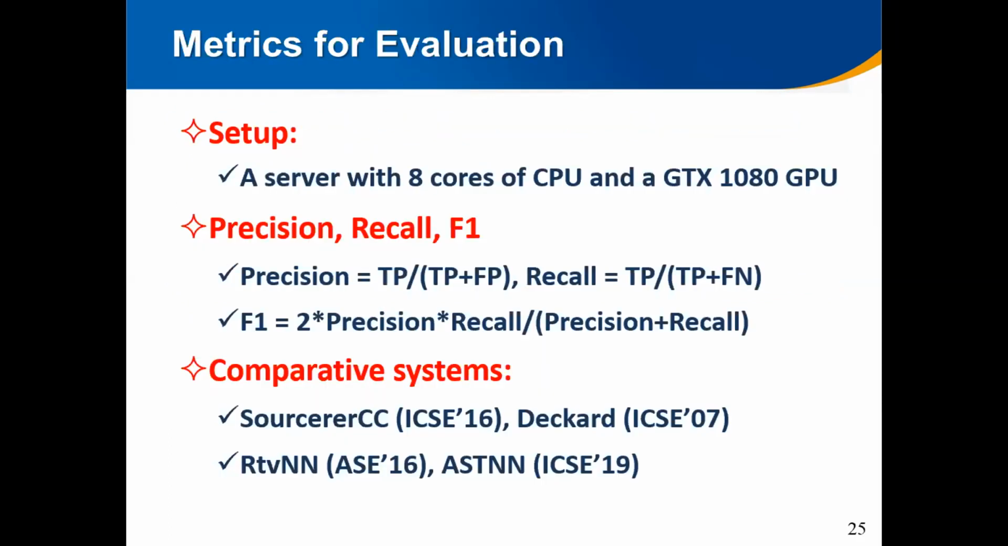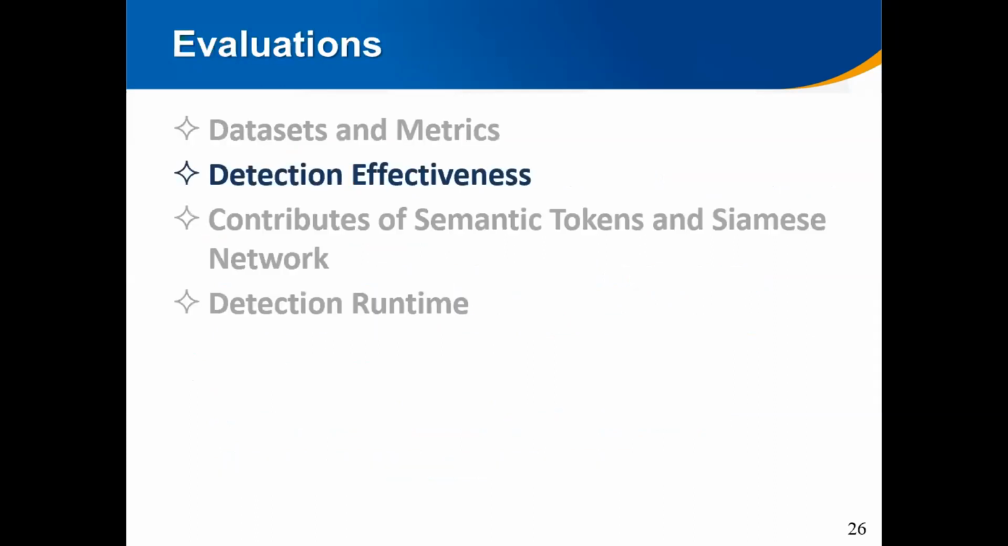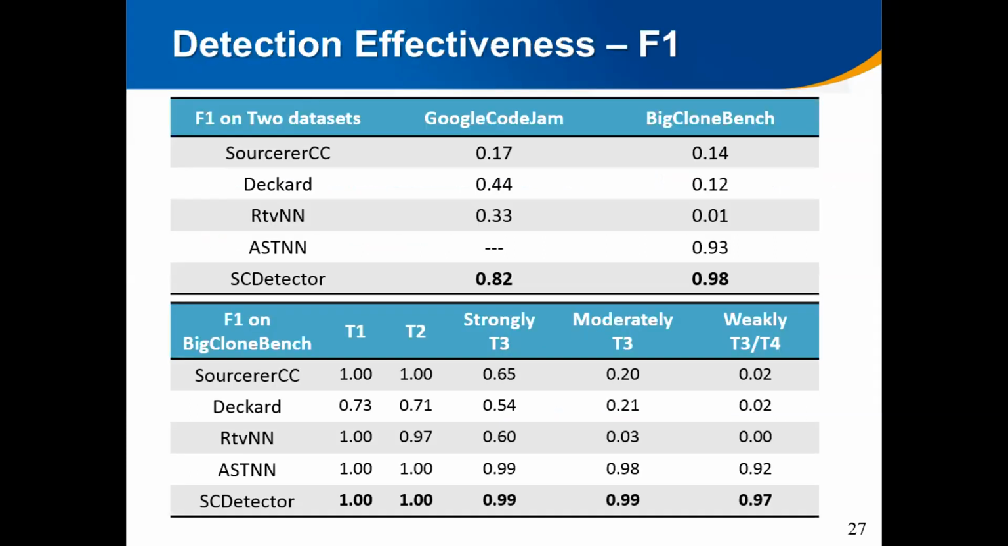We run all experiments on a server with 8 CPU cores and a GTX 1080 GPU. We use widely used metrics to measure the performance of SCDetector. In our paper, we compare SCDetector with 4 state-of-the-art code clone tools, which are SourcererCC, Deckard, RTVN, and ASTNN. We first present the detection effectiveness of SCDetector on code clone detection in Google CodeJam and BigCloneBench.